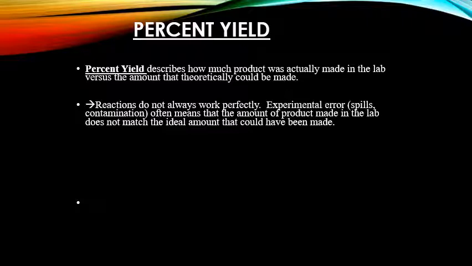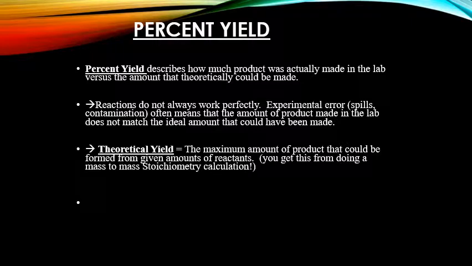You can have experimental errors, which would be spills or contaminations, which often means that the amount of product made in the lab does not match the ideal amount that could have been made. It could also represent a reaction that does not go to completion, which is what we call an equilibrium reaction. And in those types of reactions, even though we have a certain amount of each reactant still left in the reaction mixture, they still don't react completely together. And so you'd get a smaller amount of product than what you would expect. A couple of vocabulary terms here. We have the theoretical yield.